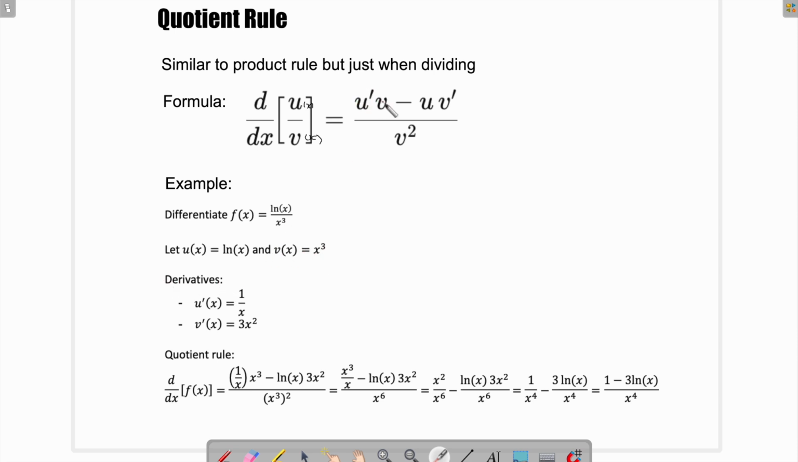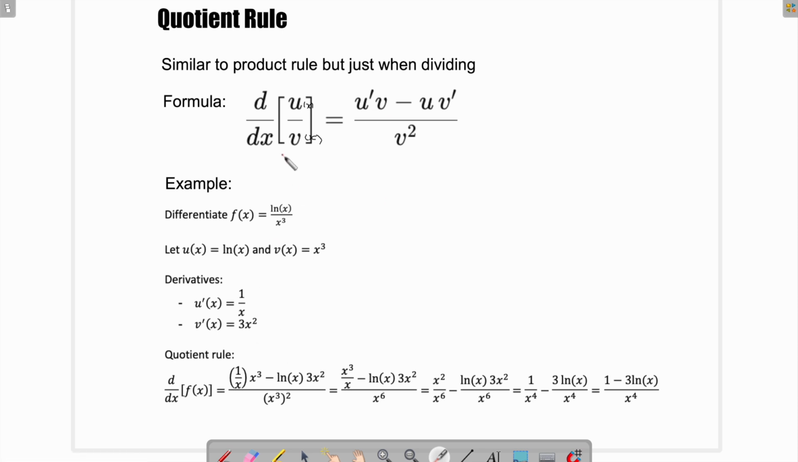Let's find u dash of x and v dash of x. For u dash of x, as I said before, we have special cases with ln, exponentials and everything. Just to let you know, if you ever have ln of x, its derivative is always 1 over x. But we'll go back into this in a future video. And then v dash of x is the derivative of x cubed. As we learned from the principles in the first video, that is simply 3x squared.